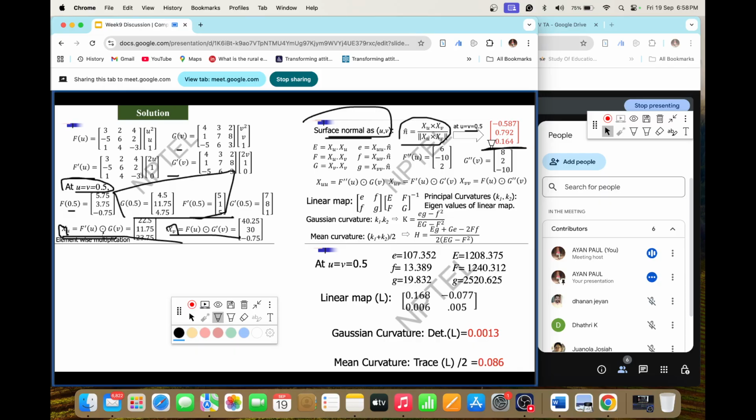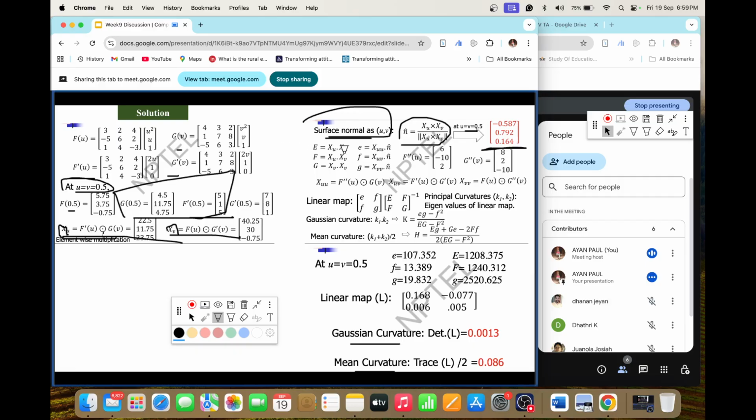And then you have to calculate the Gaussian curvature and mean curvature. To calculate the Gaussian curvature and mean curvature, these parameters are important, right? E, F, and G. So how are these E, F, and G calculated?